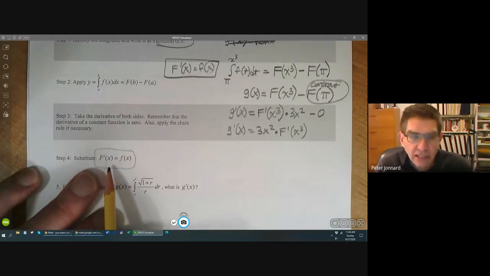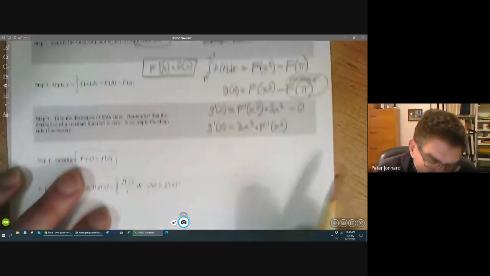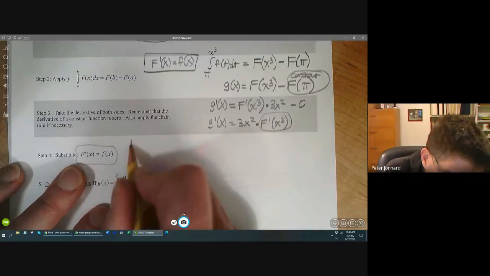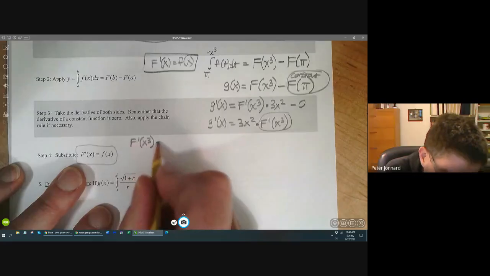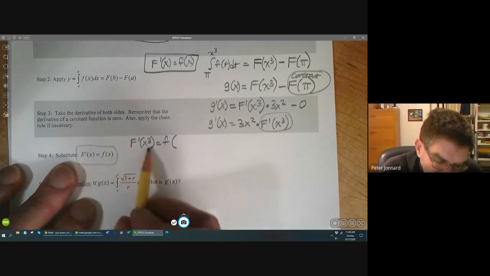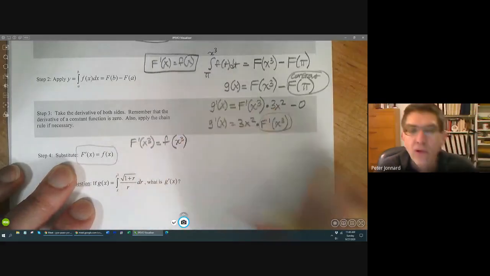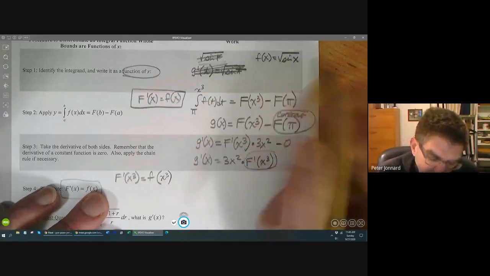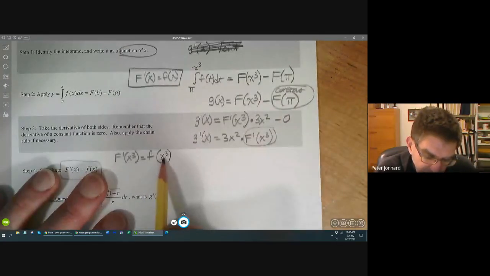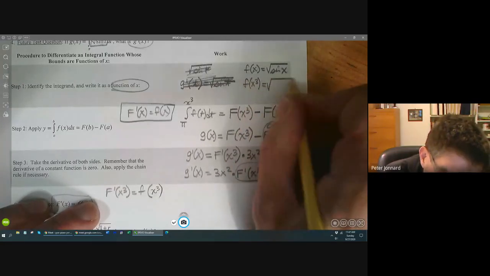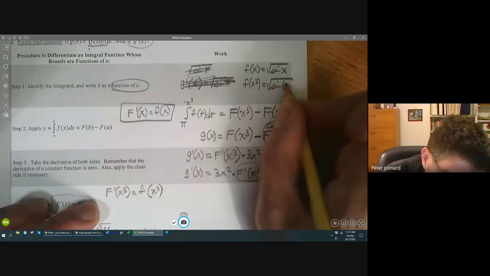Capital F prime of x is just equal to f of x. And that's critical that we do that. So this business here, capital F prime of x cubed, is exactly the same thing as f of x cubed. Remember, you replace this with that. So let's go back and evaluate what that is. Well, we had that up here, right? F of x was the square root of sine of x. And so we simply replace x with x cubed. So we get f of x cubed is equal to the square root of the sine of x cubed.